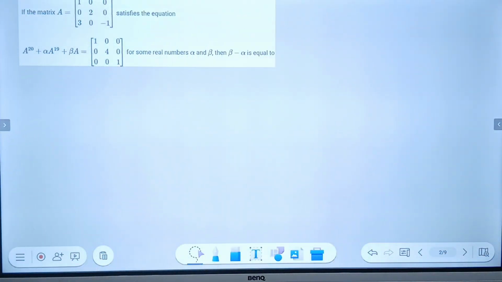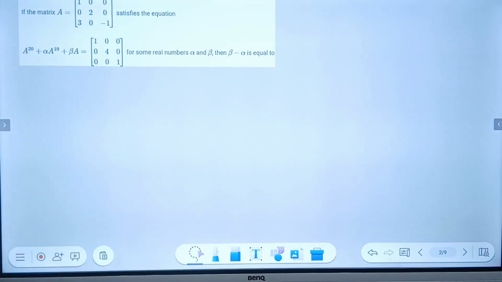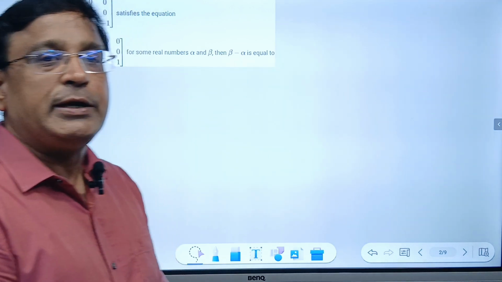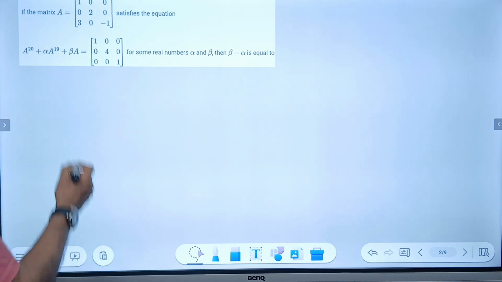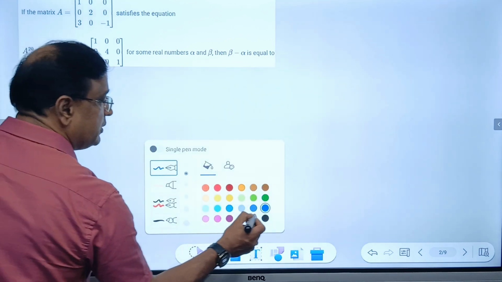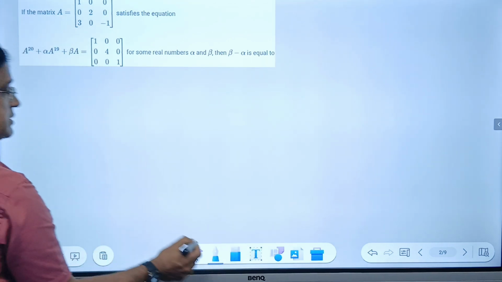Okay, this is the question. If a matrix A, which is given here, which is a 3 by 3 matrix, satisfies this equation for some real numbers alpha and beta, I am expected to find beta minus alpha. So A power 20, A power 19 and A. Okay, so I know what A is. As usual, I want to see what pattern it forms, so I will try to find what my A square is.